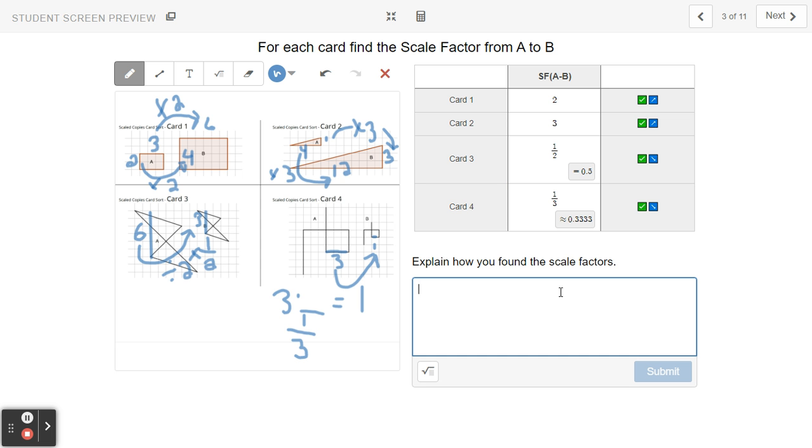There we go. So now this is where you get to put into words what you did to find the scale factors. So try that out.